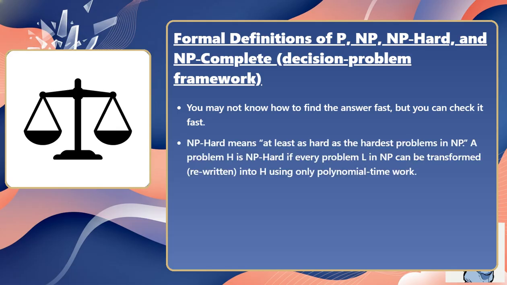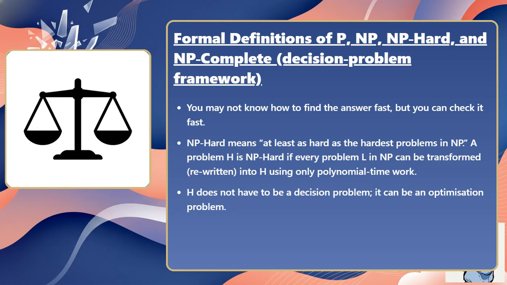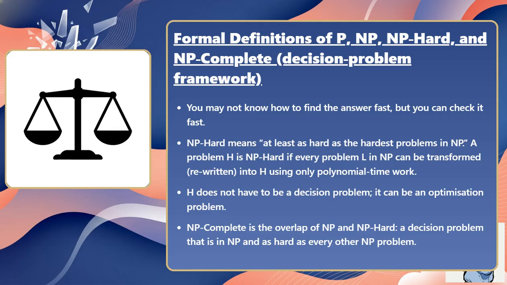NP-hard means at least as hard as the hardest problems in NP. A problem H is NP-hard if every problem L in NP can be transformed, rewritten, into H using only polynomial time work. H does not have to be a decision problem, it can be an optimization problem. NP-complete is the overlap of NP and NP-hard, a decision problem that is in NP and as hard as every other NP problem.